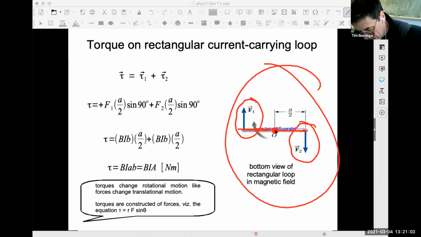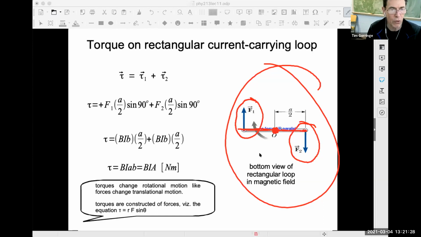If you think about it, let's imagine the motion of the loop about its center, about its axis here. The force F1 on the left, which is upwards, will tend to turn the loop clockwise. The force F2 on the right, which is downwards, will again tend to turn the loop clockwise. So these two forces work in concert, work together to rotate the loop.